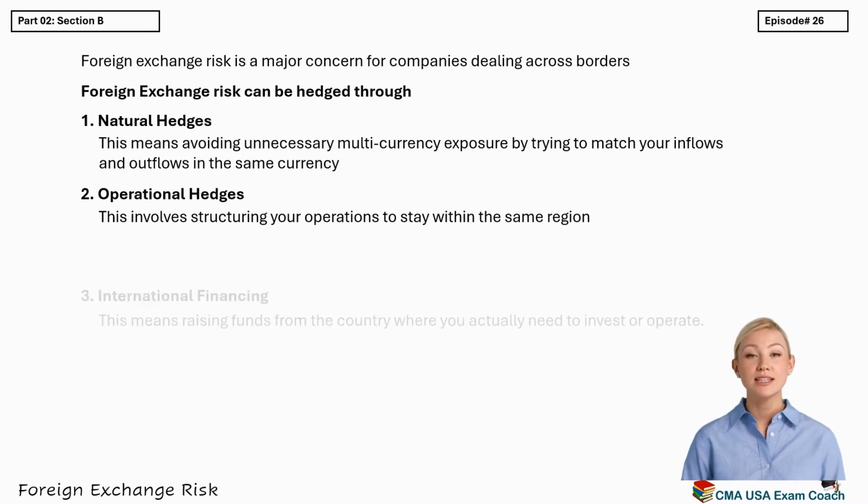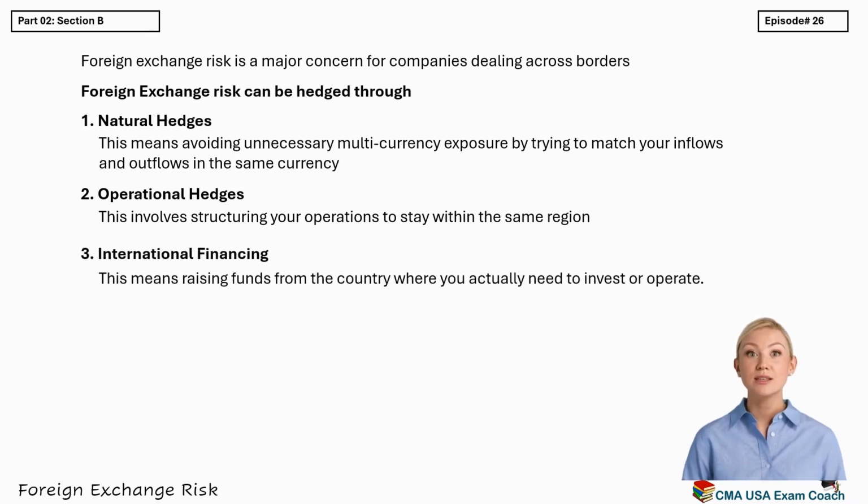Third, companies can use international financing. This means raising funds from the country where you actually need to invest or operate. So, if you're expanding in Japan, you might raise capital locally in Japanese yen, rather than bringing in dollars or euros and dealing with conversion risks.